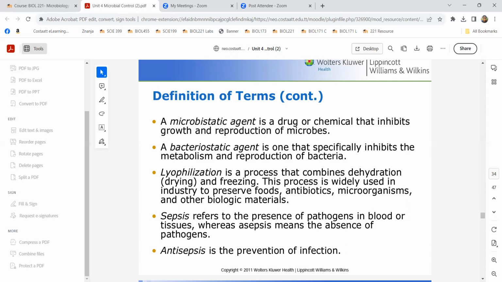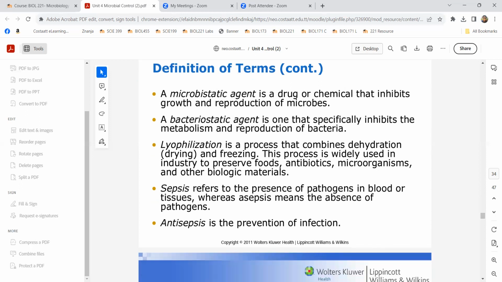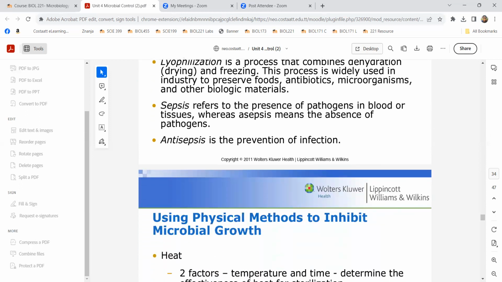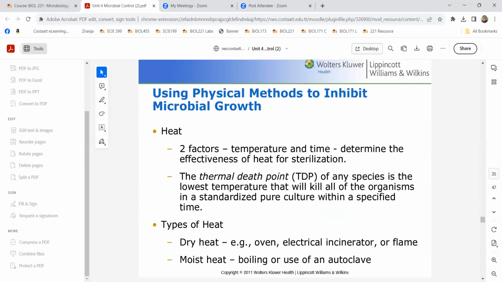Lyophilization is a common practice in preserving foods where you have dehydration and freezing. It removes microorganisms from those foods so that they can have a longer shelf life. Sepsis refers to the presence of pathogens in blood. You all should know that term. If a wound is septic, it suggests that organisms are causing an infection. Antisepsis would be methods that are used to prevent that infection.